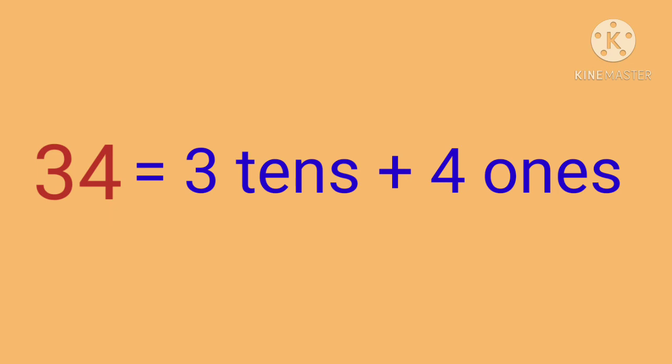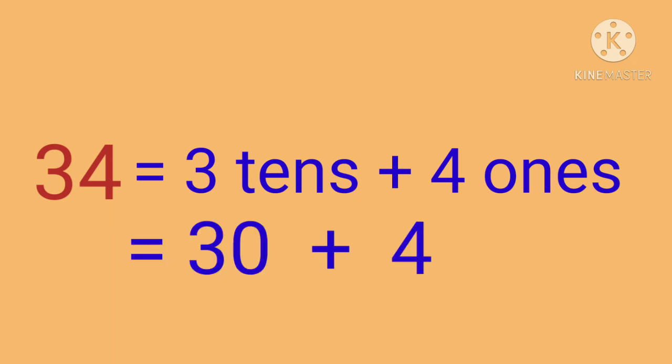Okay. We learned how to write the expanded form of a number. For example, 34. How do you write the expanded form of this number? Yes. We know 34 has 3 tens and 4 ones. So let us write 34 is equal to 3 tens plus 4 ones. We know the value of 3 tens equal to 30. Then the value of 4 ones equal to 4. So we can write 30 plus 4. See, 30 plus 4 is the expanded form of 34. In this way, you can write the expanded form of any number, right?